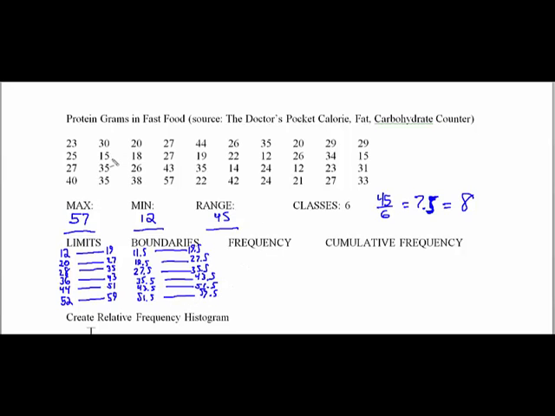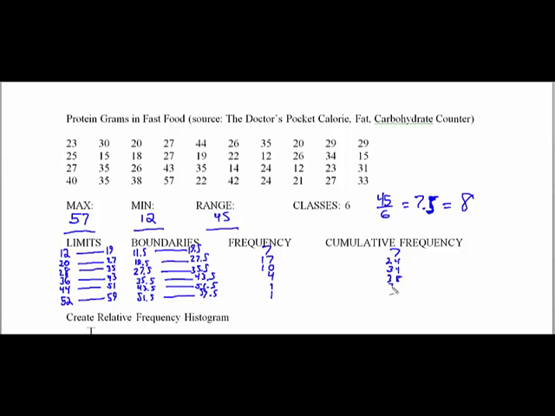If you carefully counted each of these and put them in their respective categories, you would have 7 pieces of fast food data between 12 and 19. You'd have 17 in the next category between 20 and 27 grams of protein, 10 between 28 and 35, 4 between 36 and 43, 1 between 44 and 51, and 1 between 52 and 59. The cumulative frequency would be 7, 24, 34, 38, 39, and 40.